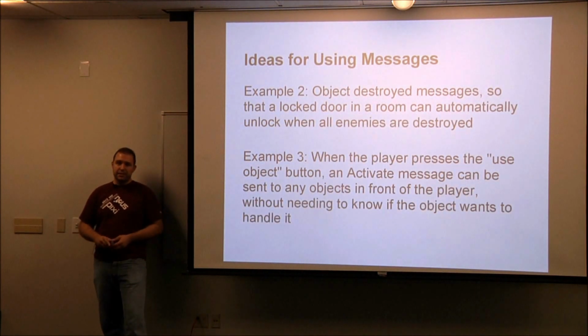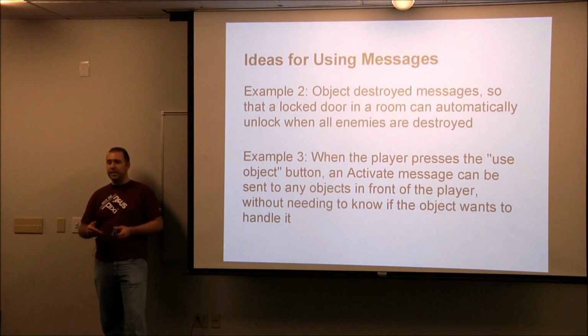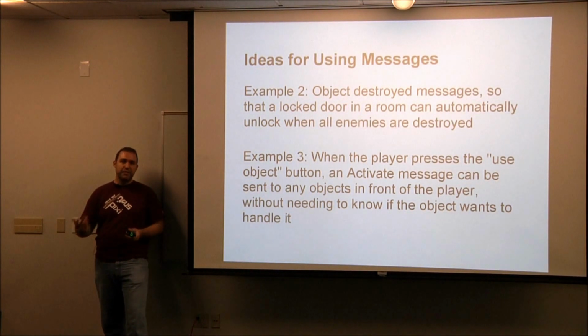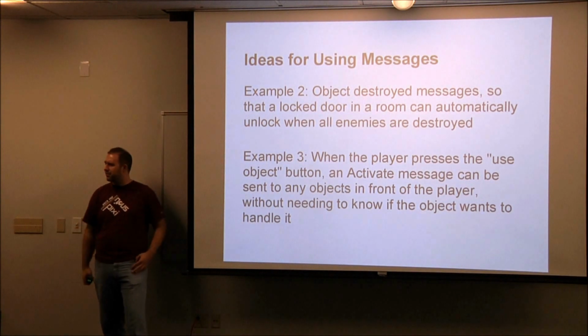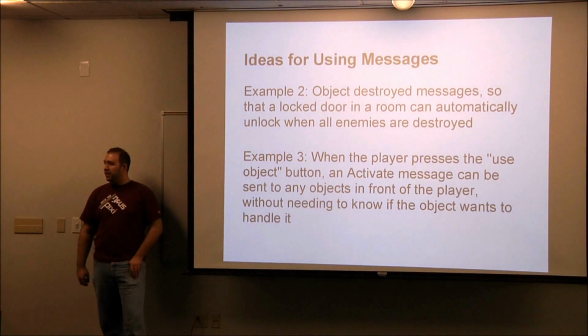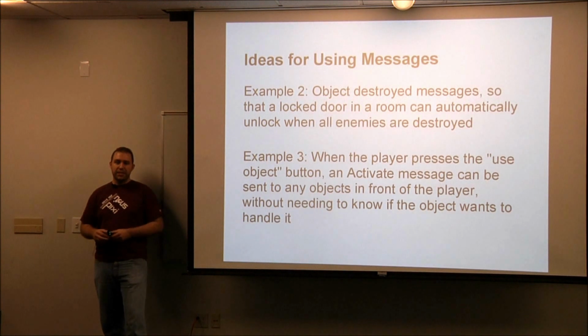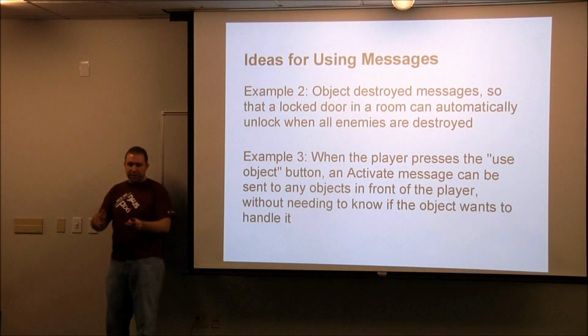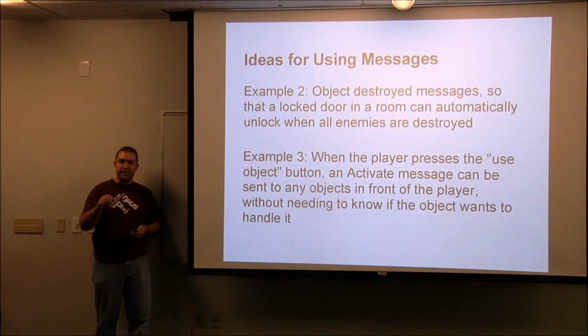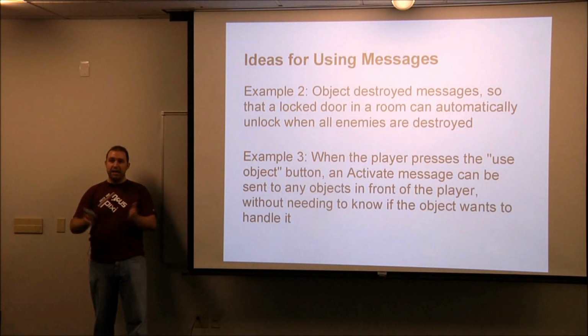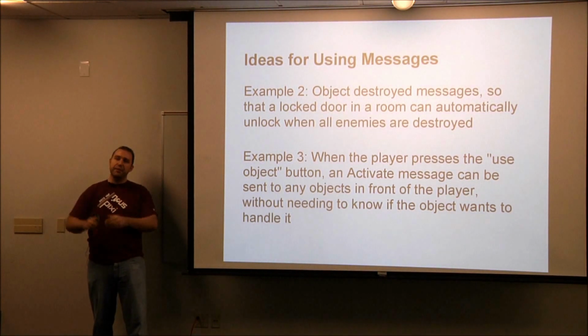Object destroyed messages. This is really important for game logic. You maybe want to keep score. Whenever an enemy is destroyed, you can now bump your score up instead of having the enemies do all that stuff internally. A nice generic example is the player use button. Whenever you have your player in the scene and he's walking along and you hit, say, the space bar, you send, hey, any object in front of me, I'm going to use the activate message.